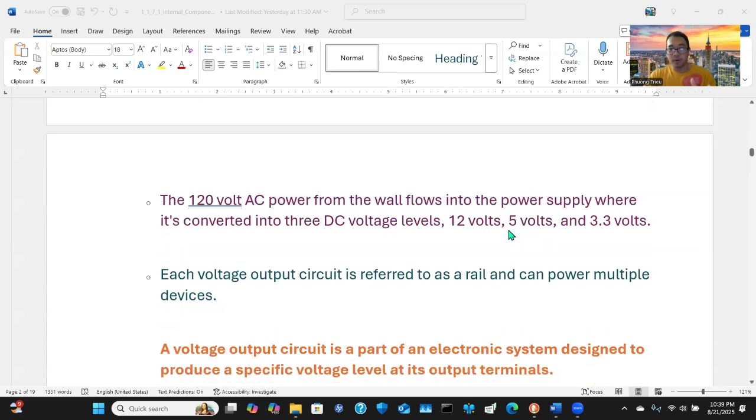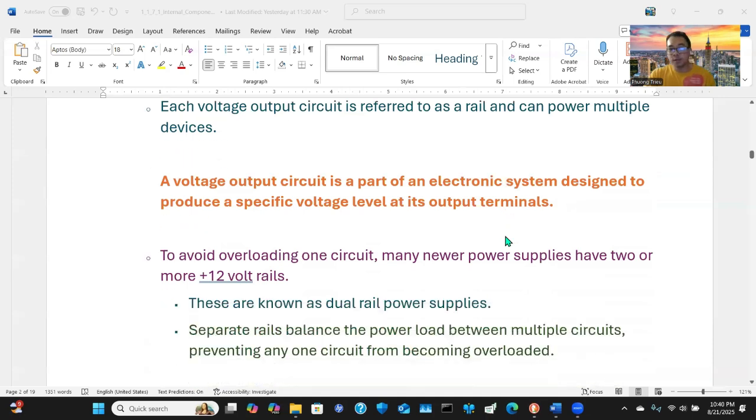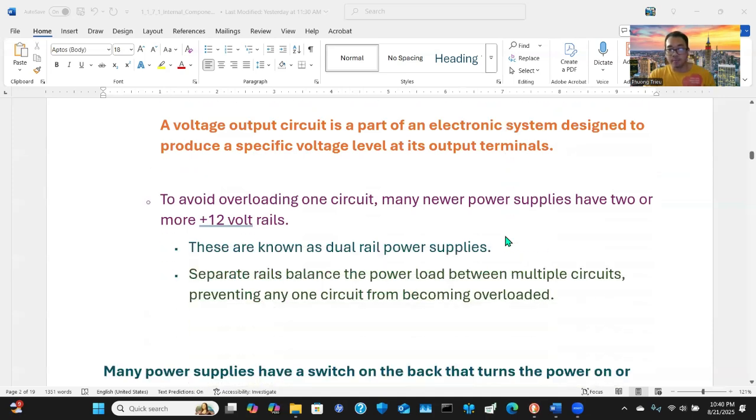The 120-volt AC power from the wall flows into the power supply, where it's converted into three DC voltage levels: 12 volts, 5 volts, and 3.3 volts. Each voltage output circuit is referred to as a rail and can power multiple devices. A voltage output circuit is a part of an electronic system designed to produce a specific voltage level at its output terminals.